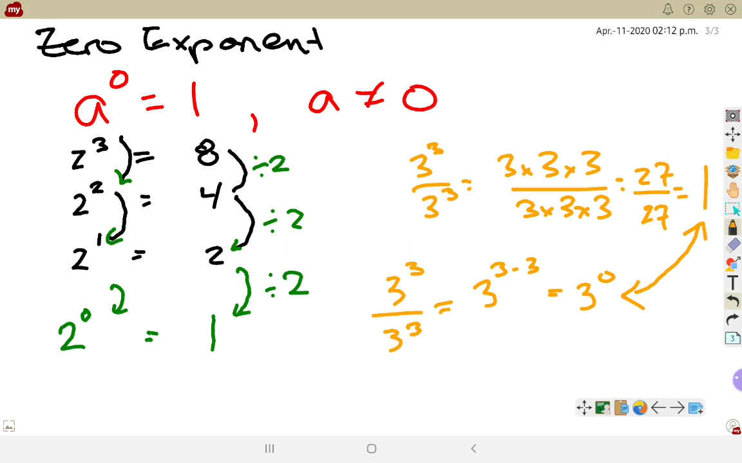So it doesn't matter what base you choose, whether it's negative, a fraction, or a decimal. If it has an exponent of 0, then the answer is going to be 1, provided that your base was not already 0 to start with. All right, so that's a really brief rundown of everything we did with powers, as well as the 6 different exponent laws that you should be well aware of by now.